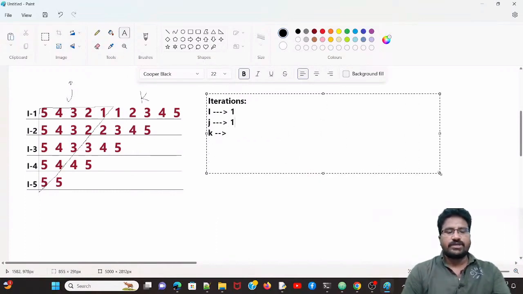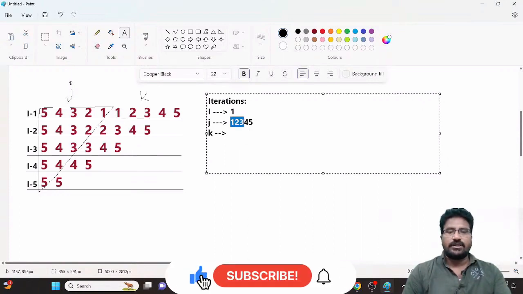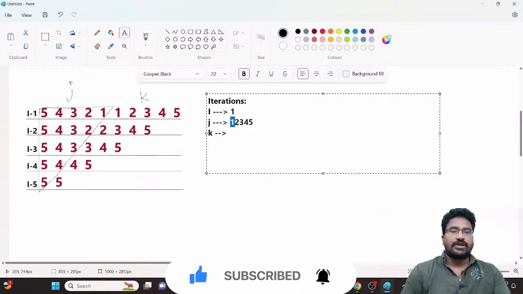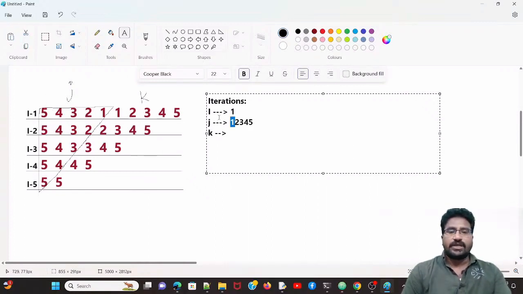So when i value is 1, then j, how many times iterating? 5 times iterating. I'm not writing the output, I'm writing the number of iterations. Iteration 1, 2, 3, 4, 5. In the first iteration, what is displaying? 5. In the second iteration, 4. In the third iteration, 3. In the fourth iteration, 2. In the last iteration, 1 is displaying like that.